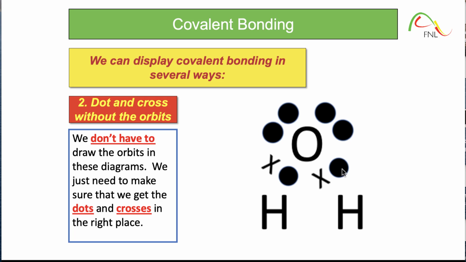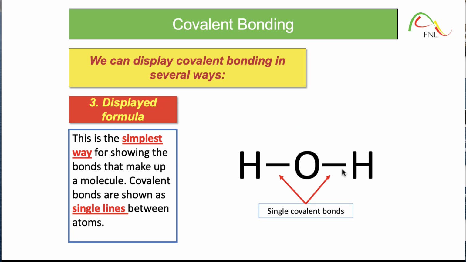An altogether simpler way is what we call displayed formula. Now, this is the simplest way for showing the bonds that make up a molecule. Covalent bonds are shown as single lines. So here we've got 2 single covalent bonds. We call these OH bonds. So one there, one there. Couldn't get simpler, could it?